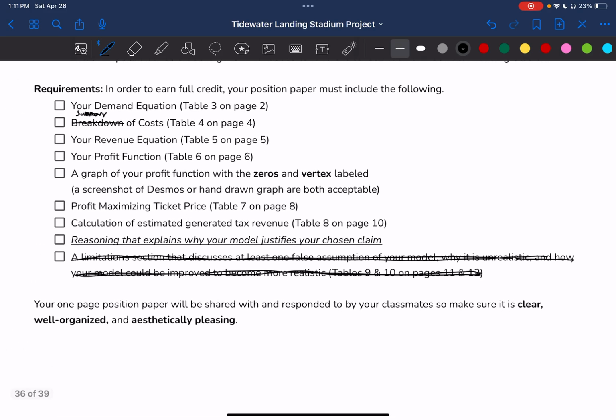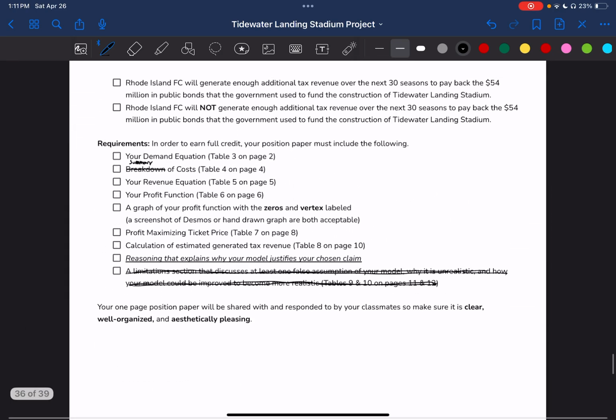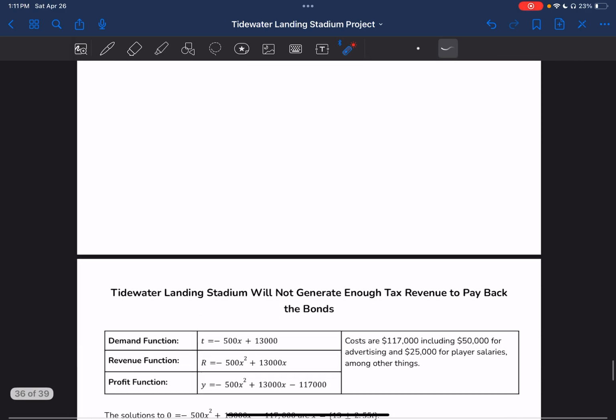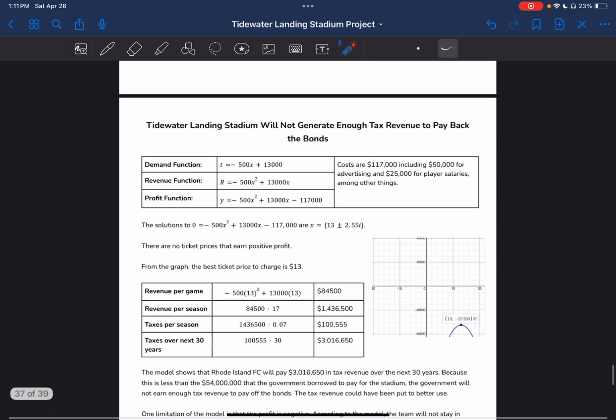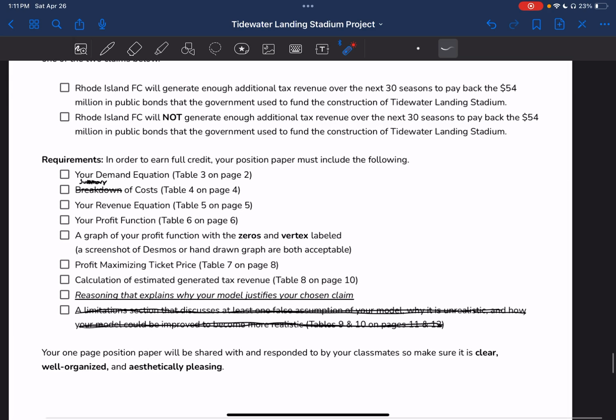So what your position paper does need to contain, and what I'm going to go through now, is I'm going to show what the requirement is here, and I'm going to show you where it is in each of these models. So you can kind of see, when I'm going through the requirements, what I'm looking for.